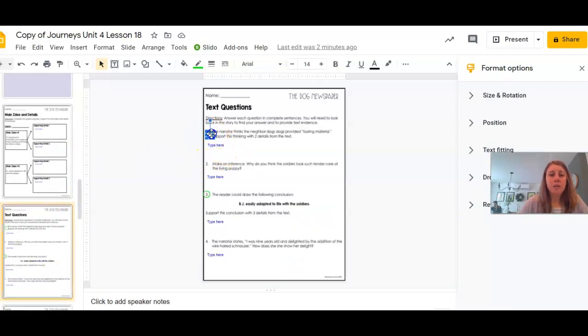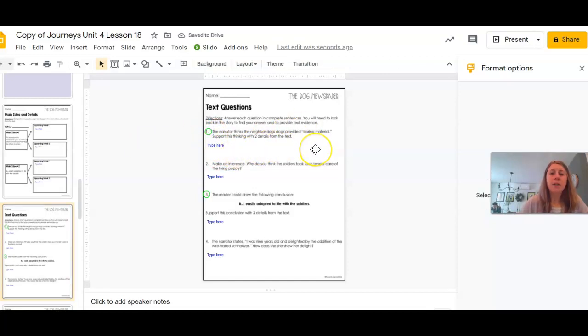For your text questions, please make sure that if the question is circled in green, that you use the RACE strategy. Remember, the RACE strategy is restate and answer the question, that's the R and the A. C, cite text evidence, such as on page 213, it says blah, blah, blah. And then support your thinking with explaining your answer, that's the E, with words or phrases like this explains, this tells me, this shows me, things like that.